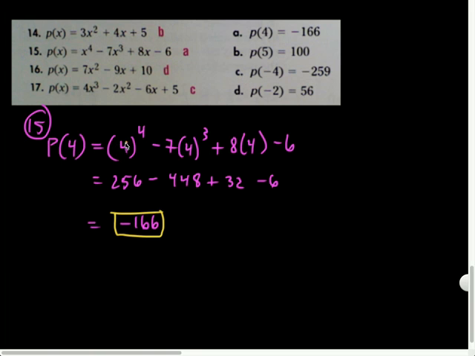All right. So that's the idea. You were just using direct substitution, plugging in the input and figuring out what your output was for these. And by the way, you could also write p of 4 equals negative 166 as a function way to represent that. You could also write that as an ordered pair, 4 comma negative 166, meaning when x is 4, y is negative 166. And that would be the point's location on the graph as well.